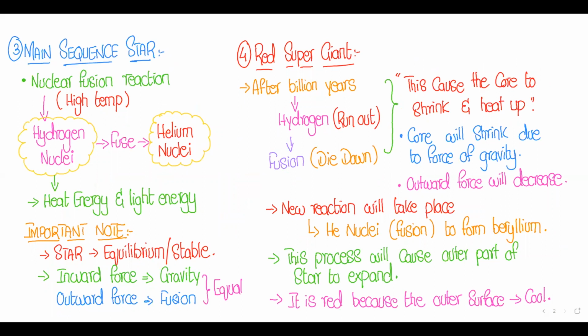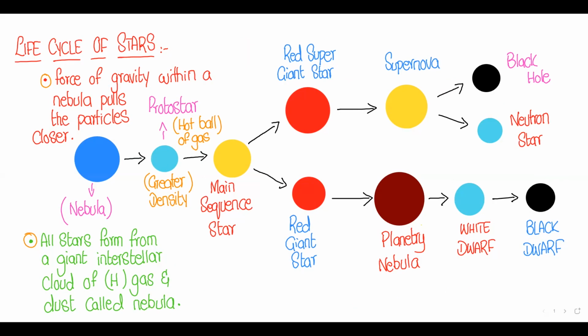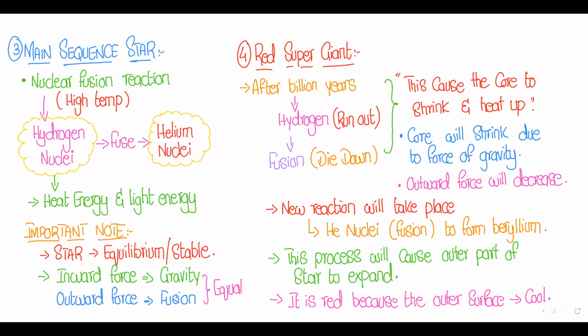Okay. So if we further talk about the subcategories, now the red giant star or supergiant star will convert into a supernova, then into a black hole plus neutron star. And on the other hand, we have planetary nebula, white dwarf, and black dwarf. So if we talk about the next stage, it is related to the planetary nebula.